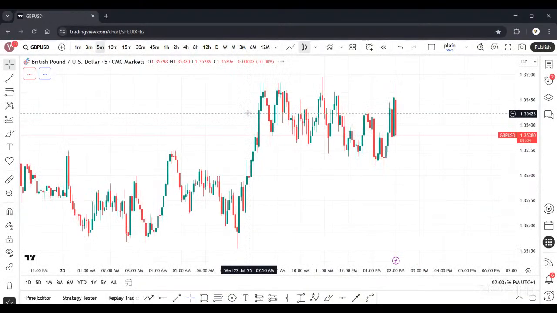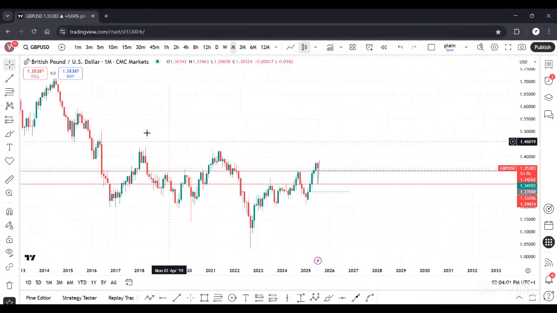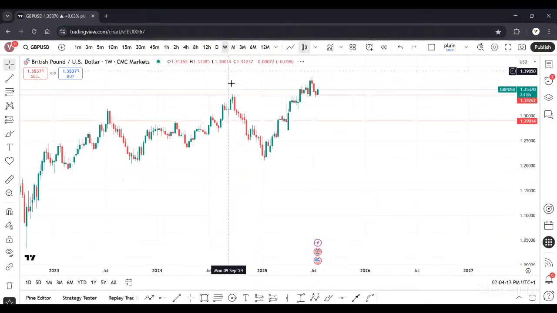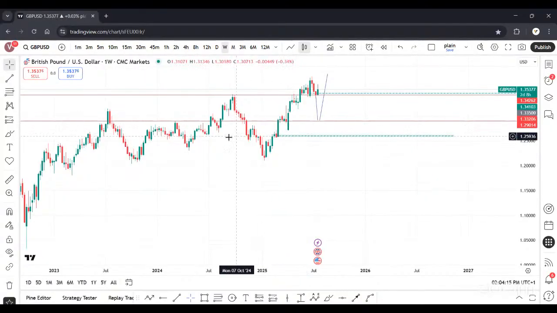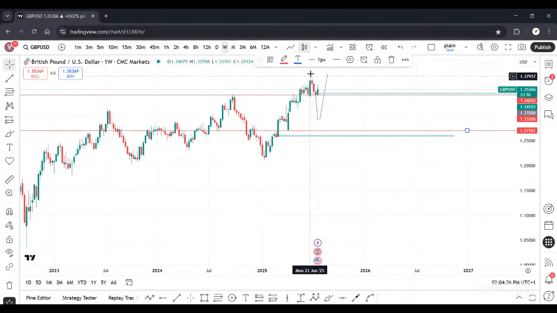And down to GBP USD, monthly time frame as seen right here, overall direction bearish, but we've seen price take out this high at 1.34445. Right, and down to the weekly time frame also, seen price do the same thing, take out this very high. And right now, all we're looking out for price to do is some retracement into this left shoulder, sweep, break.